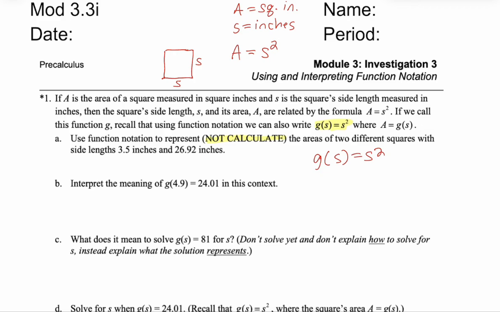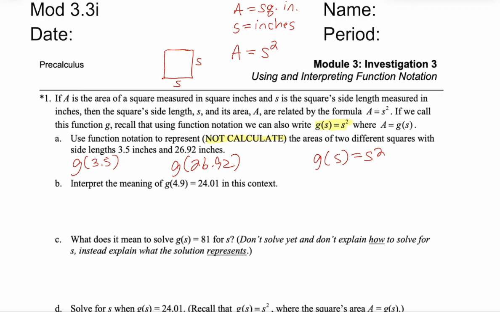So it says use function notation to represent but not calculate the areas of two different squares with side lengths 3.5 and 26.92. So if we talk about these areas, g of 3.5 represents the fact we're using the area formula, and the side length is 3.5, and then g of 26.92 would say we are calculating the area of a square with side length 26.92. That's all they want to do, okay?